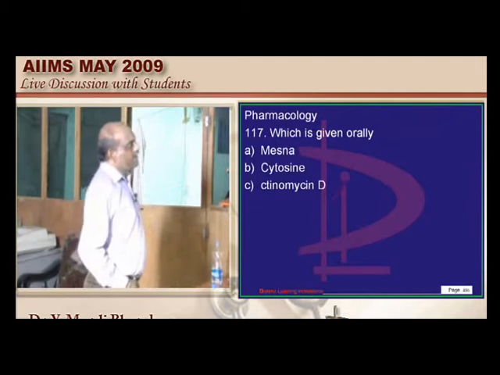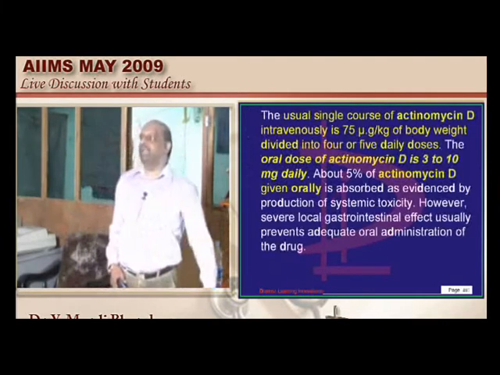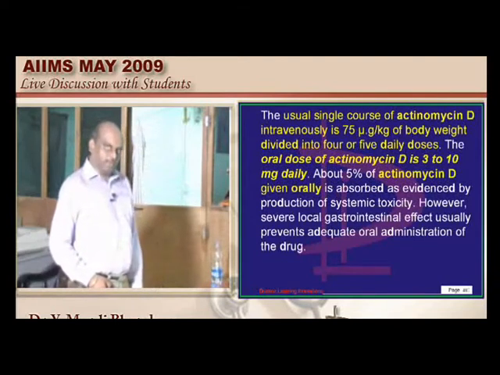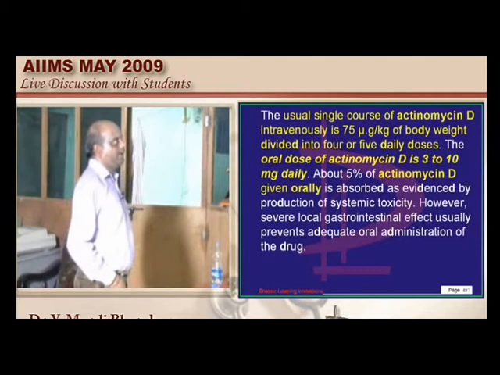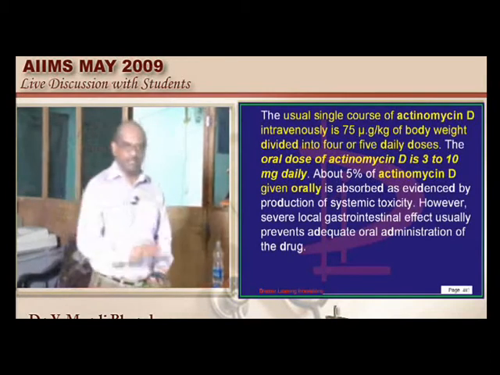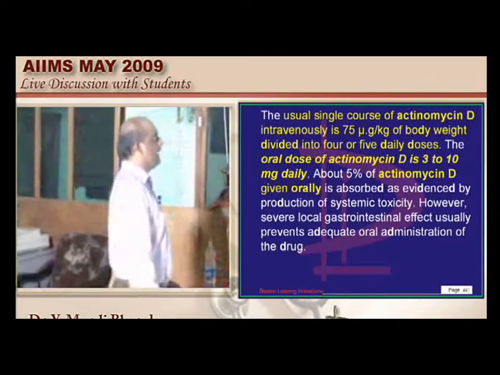Then which agent is given orally? In fact, all the three agents can be given both intravenously and also orally. Mesna oral is there, cytosine oral is there, actinomycin D oral is also there in addition to the intravenous. I don't know what was the fourth option. Just make a note of the fourth option, doctor. So at the end we will include that.